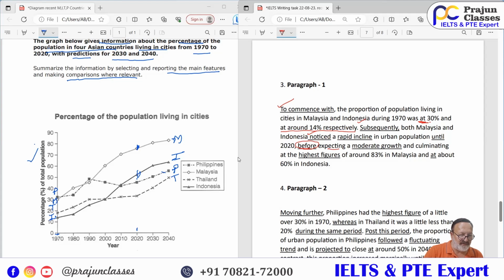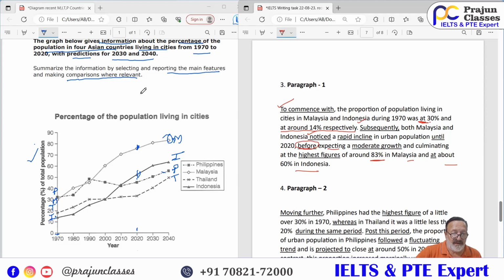Because after 2020, we are in the future. So expecting a moderate growth. This is a moderate growth. And culminating at the highest figures of around 83%. So I wanted to report this figure, 83%. So culminating at the highest figures of around 83% in Malaysia and at about 60% in Indonesia. In Indonesia, it is about 60%.